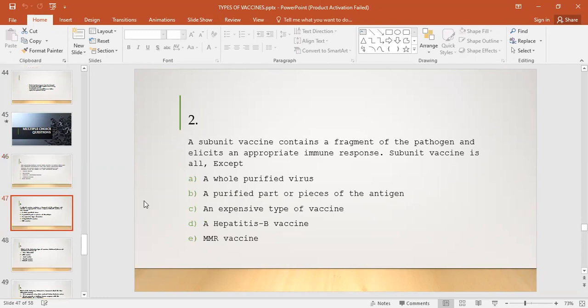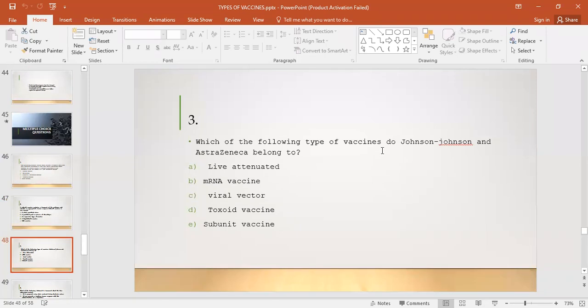A subunit vaccine contains a fragment of the pathogen and elicits an appropriate immune response. Subunit vaccines are all except: a whole purified virus, a purified part or piece of the antigen, an expensive type of vaccine, hepatitis B vaccine, or MMR vaccine. C. A is the right answer, a whole purified virus.